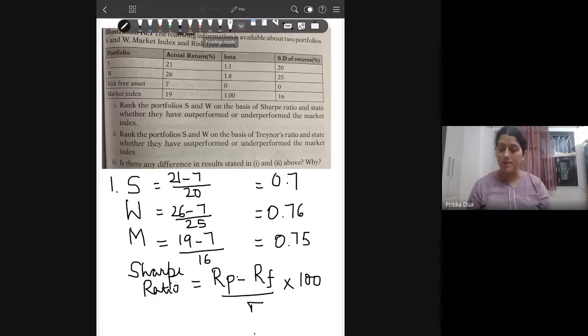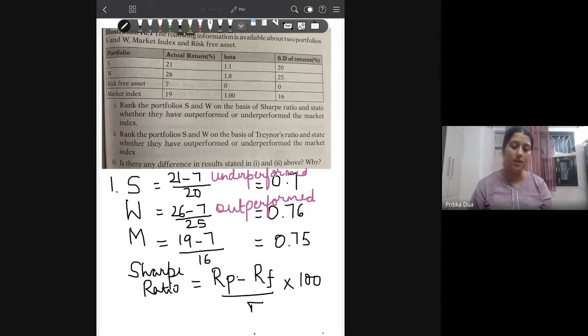So you can clearly see that W has outperformed the market while portfolio S has underperformed the market. So by comparing their return with the market return, we can say that portfolio S has underperformed the market while portfolio W has outperformed the market. So similarly, calculate the Treynor ratio in the second part.